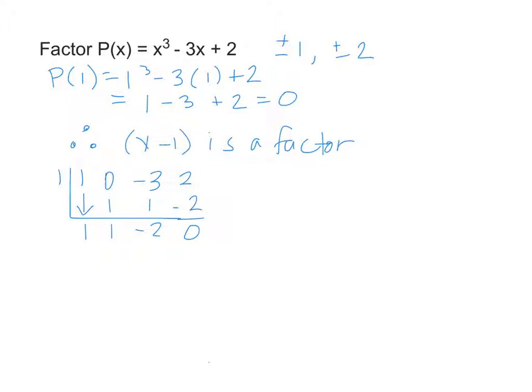If you get to this point and you don't get a remainder of 0, then you should know that you made a mistake somewhere, right? Don't keep going if you didn't get a remainder of 0. Go back and find your mistake. But now what we have is that this P of x is equal to x minus 1 times x squared plus x minus 2. And then we need to factor that quadratic.